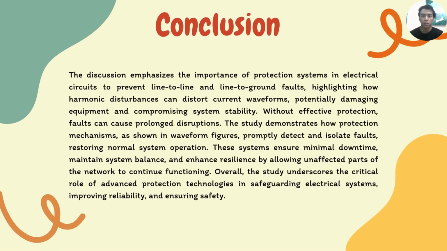For the conclusion, the discussion emphasized the importance of protection systems in electrical circuits to prevent line-to-line and line-to-ground faults, highlighting how harmonic disturbances can distort current waveforms, potentially damaging equipment and compromising system stability. Without effective protection, faults can cause prolonged disruption. The study demonstrates how protection mechanisms, as shown in waveform figures, promptly detect and isolate faults, restoring normal system operation. This system ensures minimal downtime, maintains system balance, and enhances resilience by allowing unaffected parts of the network to continue functioning. Overall, the study underscores the critical role of advanced protection technologies in safeguarding electrical systems, improving reliability, and ensuring safety. That's all from me.